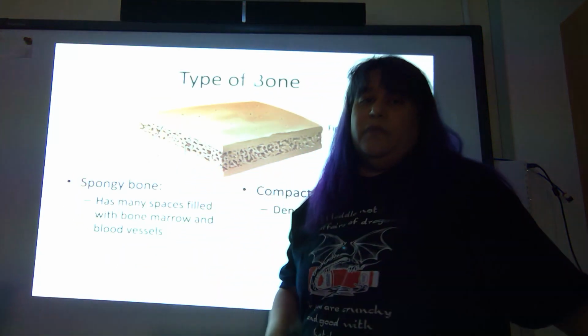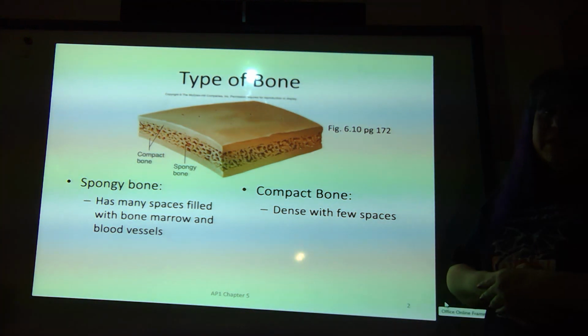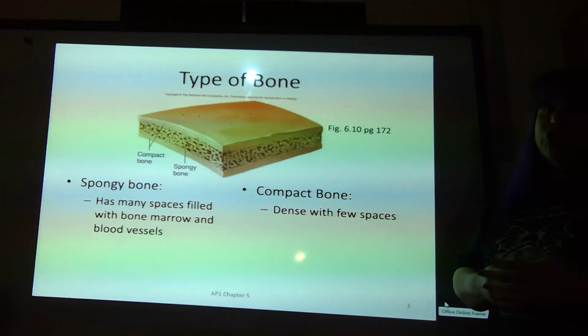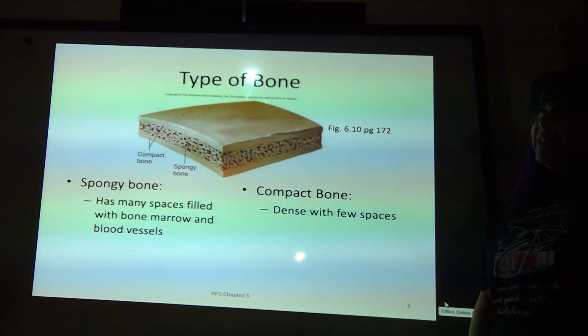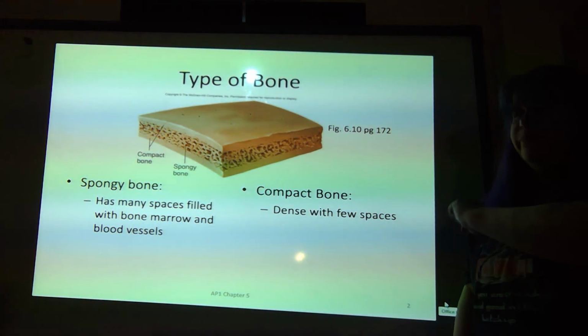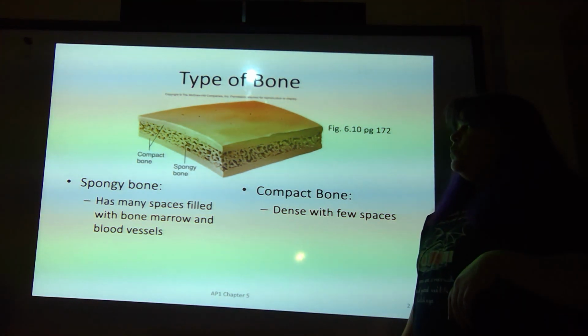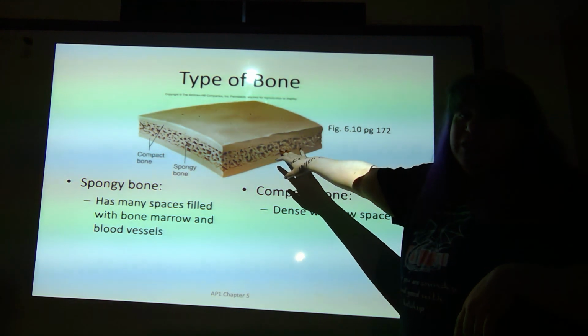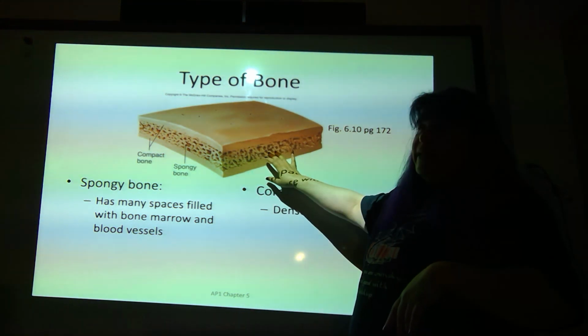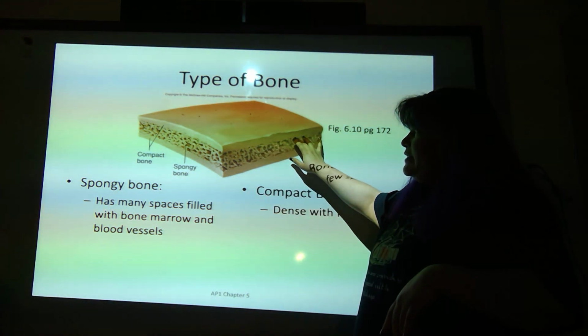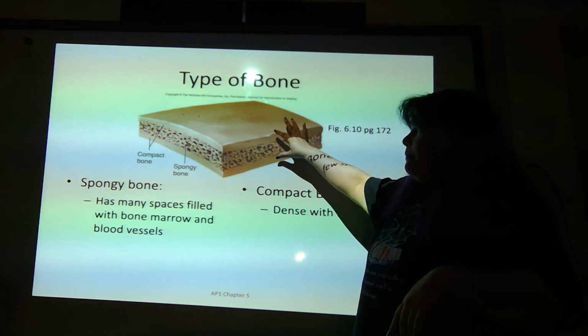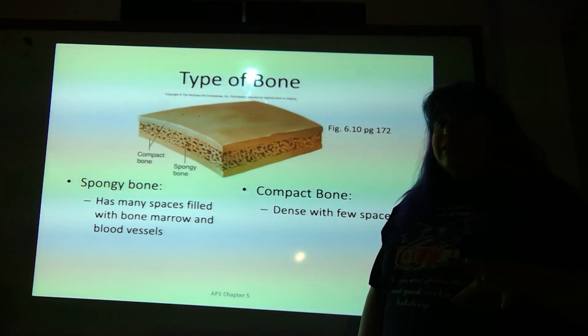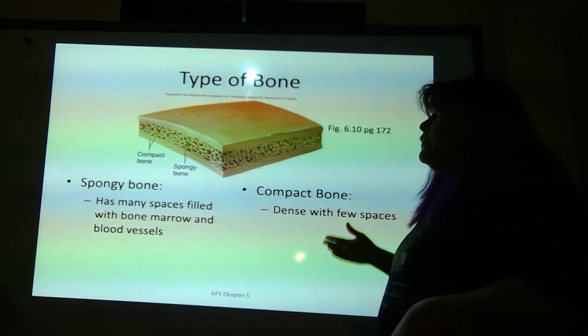So we have two types of bone, okay? We've got spongy bone that actually does look like a sponge. It's got these air-filled spaces in it. And then we've got the compact bone that to the naked eye does look really solid.